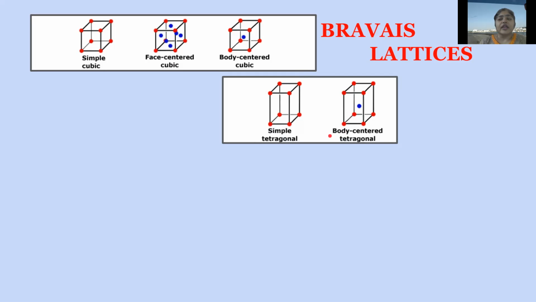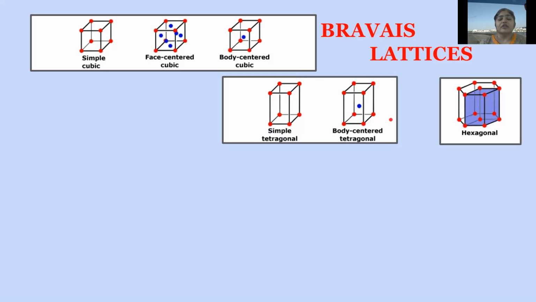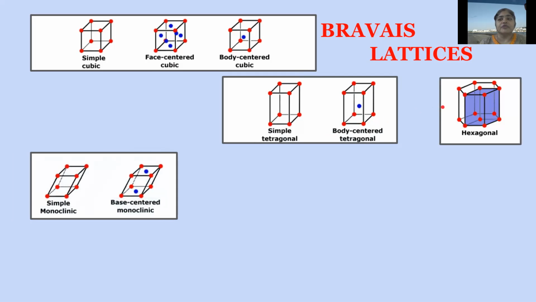In the hexagonal type, we do not have any further types. We just have the simple hexagonal. It is also called the hexagonal only. So the constituent particles are present only at the lattice points, or only at the corners.